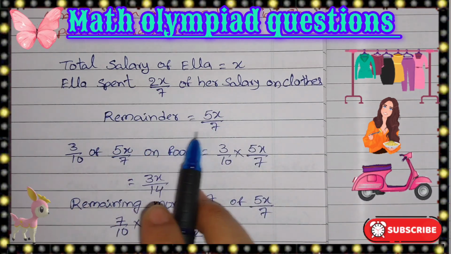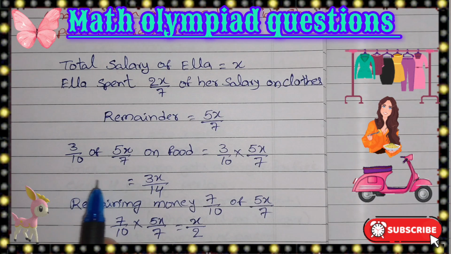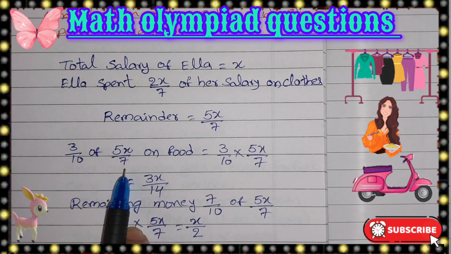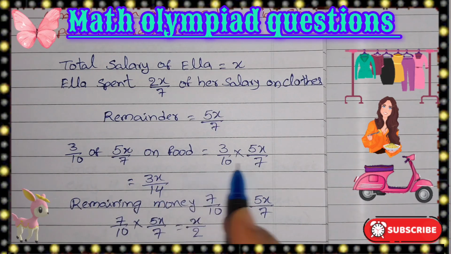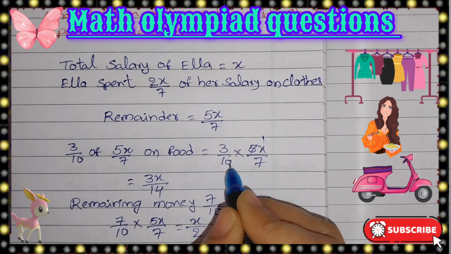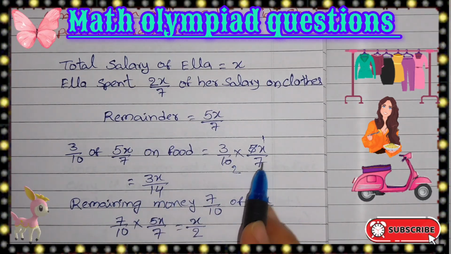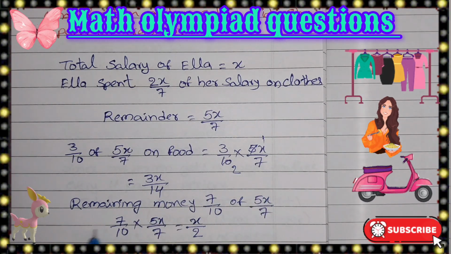Remainder is 5x/7. 3/10 of 5x/7 on food. 3/10 multiplied by 5x/7. 5 ones are 5, 5 twos are 10. So 3x/14 on food.